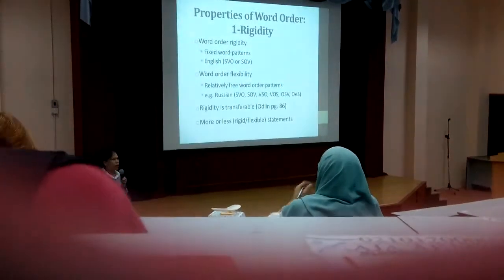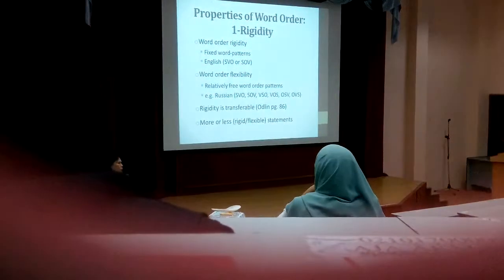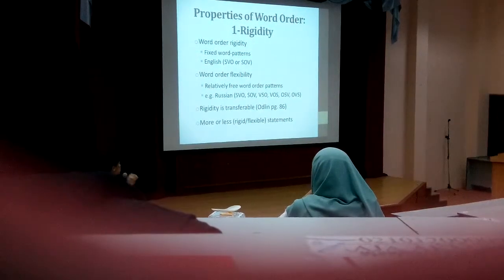Now, properties of word order, two terms, two definitions you should be familiar with is rigidity. What is rigid and flexible? You say someone is rigid. She's flexible with time. This lecturer is flexible in her teaching ways.